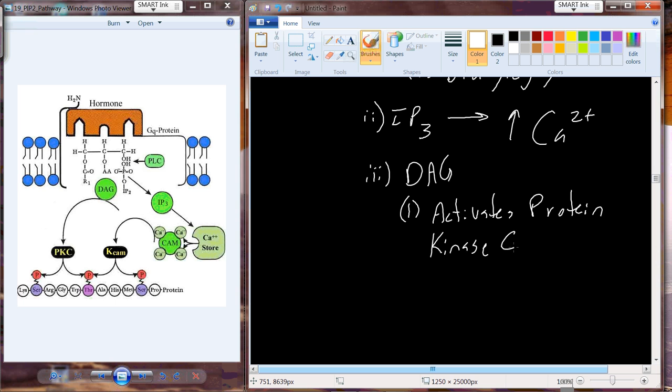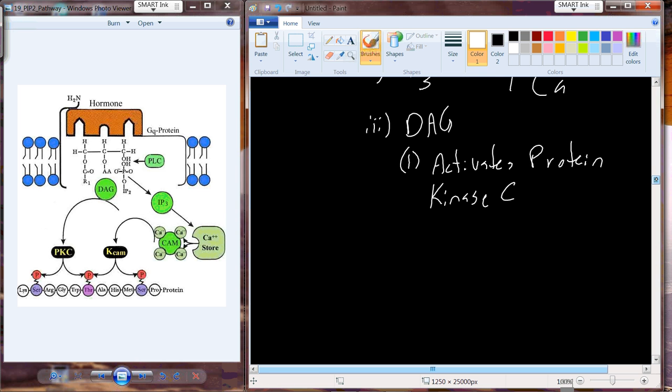So diacylglycerol has the ability to activate protein kinase C. Now, usually when this happens, when it's most conducive to activate protein kinase C, is when diacylglycerol is in the presence of elevated calcium. Well, we just achieved elevated calcium because of the mechanisms driven by IP3.